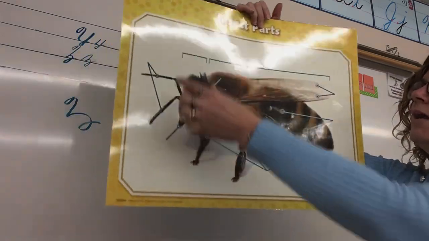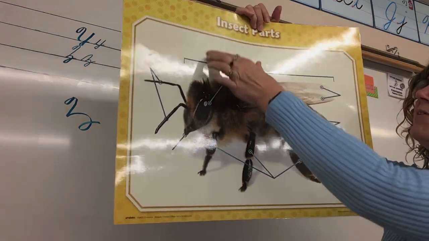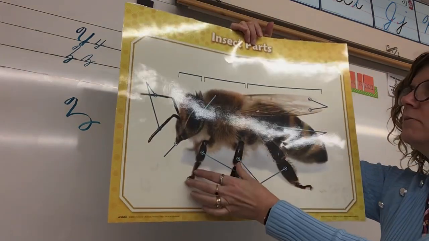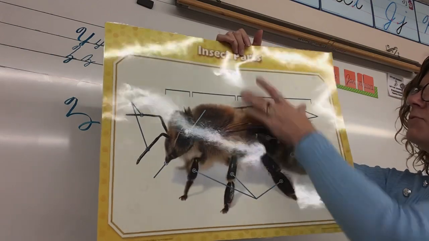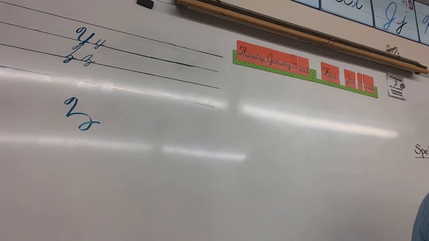So, if this is A, where do you need to put that word? Head. If this is B, where do you need to put that word? Thorax. And this is C, so where do you need to put that word? Abdomen. Head, thorax, and abdomen. You're focused on doing that correctly.